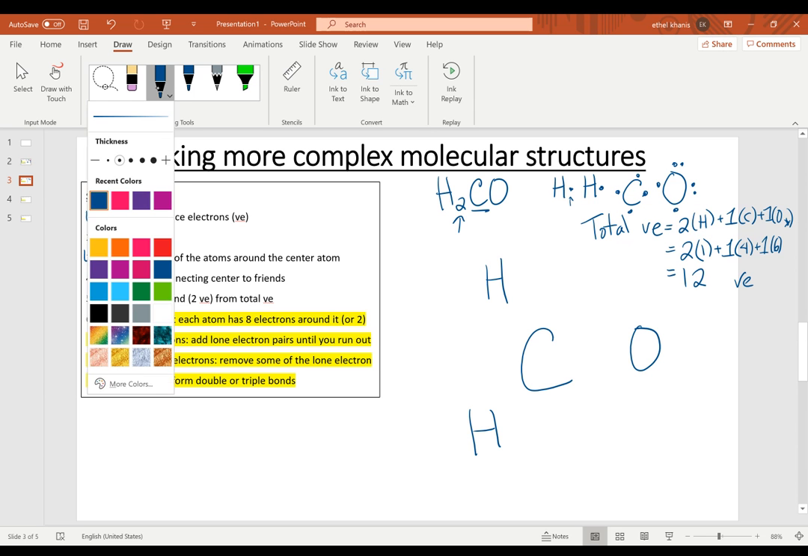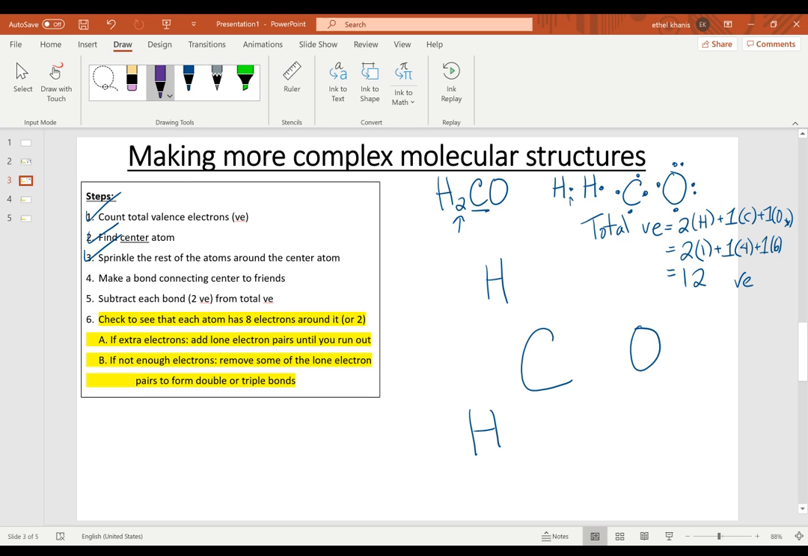Now, what we're going to do is connect all of our atoms to the center atom. So we're going to do that. And then as a reminder, we're going to make sure that we subtract the electrons that we just put into our bonds. Remember, every bond has 2 electrons. So that's 2, 4, 6 electrons. So we're going to subtract 6. So we have 6 left.